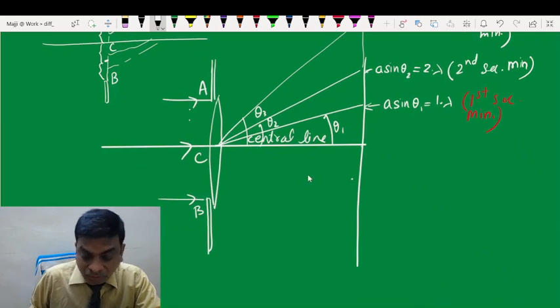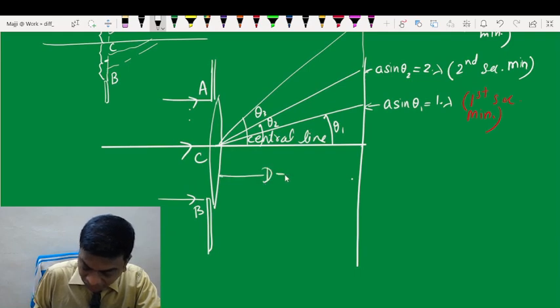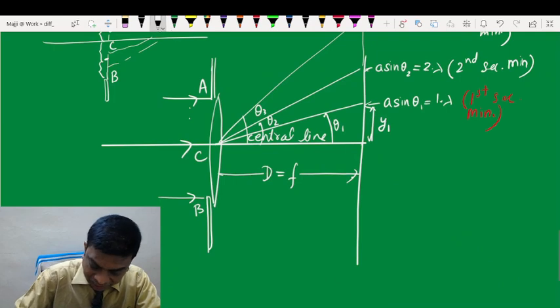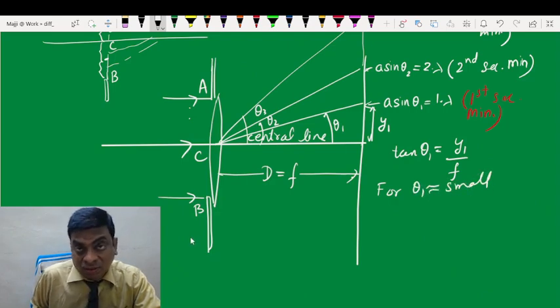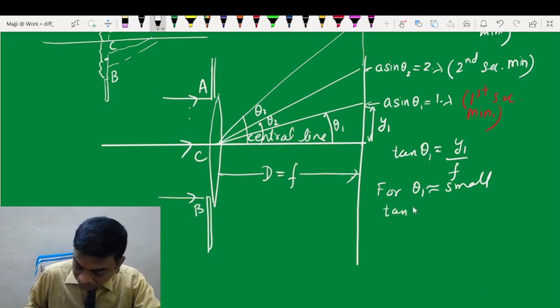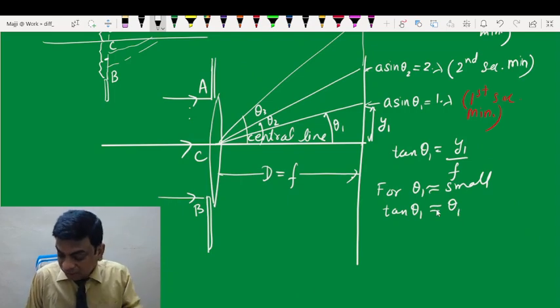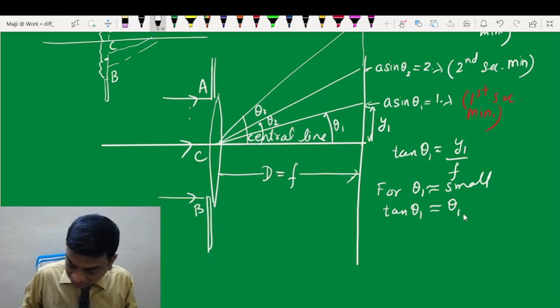Remember, angles will be very small. For example, suppose this is capital D or F. Let us say this distance is y1. Then you can very clearly see, tan theta 1 will be equal to y1 by D or f, whatever you want, you can write. Now, usually theta 1 will be very, very small, probably a fraction of a degree. Then you can take tan theta 1 as theta 1 itself, because for small angles we know that tan theta 1 is theta 1. So this theta 1 is also equal to sine theta 1.